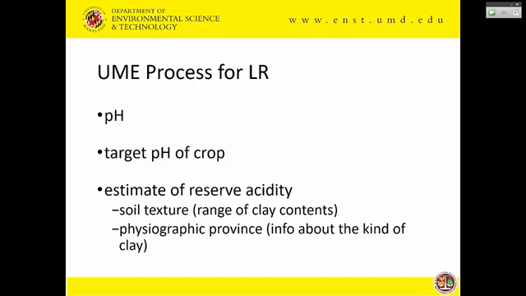The process we've used for years and hasn't changed is to look at the pH of the soil solution, the target pH of the crop, and the reserve acidity is estimated by what I call a decision support tool that takes into account soil texture, which gives you at least a range of clay contents, and physiographic province, which gives you some information as to what kind of clay you've got. So this is kind of an old procedure that Maryland never grew out of. Most states had this way of estimating reserve acidity until about 30 years ago when they started looking at chemical tests. We still use this.